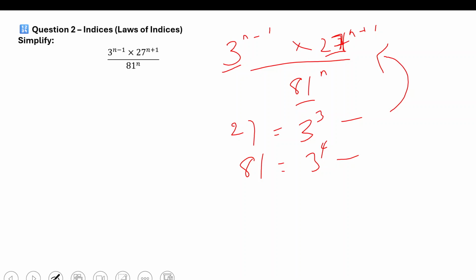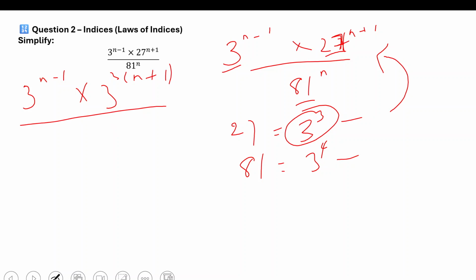Okay, so it will now be 3 raised to the power n minus 1 times, so instead of 27, I'll write 3 raised to the power 3, open bracket, n plus 1, and all over, instead of 81, I'll write 3 raised to the power 4n. Okay, so you can see I have the same base, 3 here, 3 here, and 3 here. Between the terms in the numerator you have multiplication, and between the numerator and the denominator you have division.